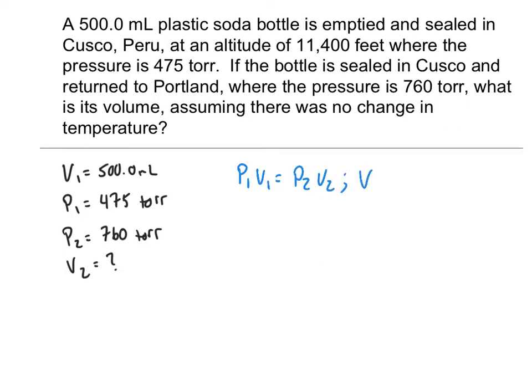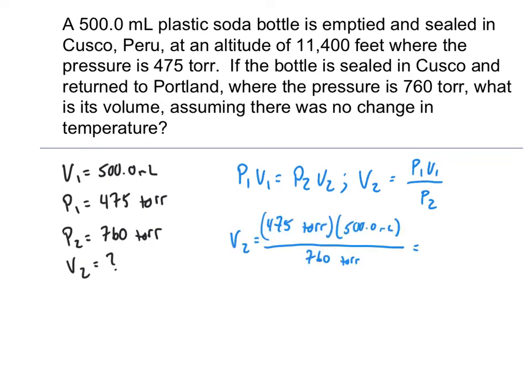Now, however, we want to solve for V2, and so rewriting this equation to solve for V2 gives us P1V1 all over P2. And now we can just plug in our numbers. And in doing so, we find a new volume of 313 milliliters.